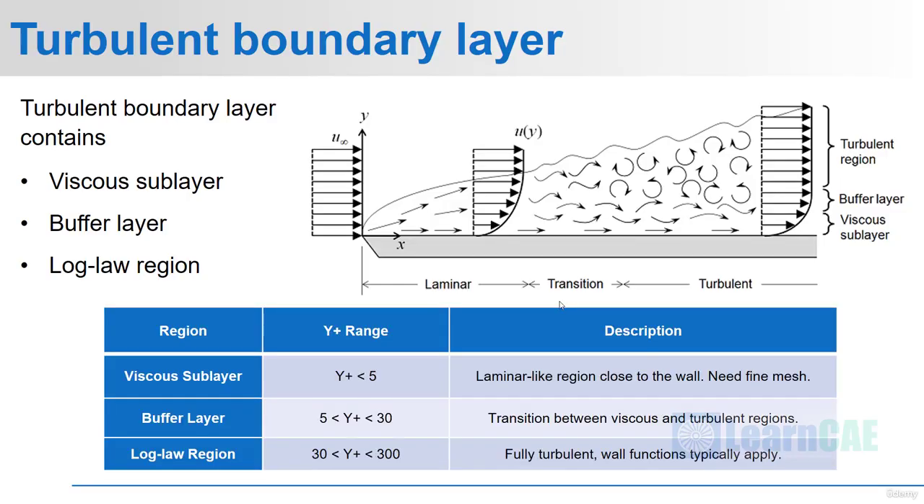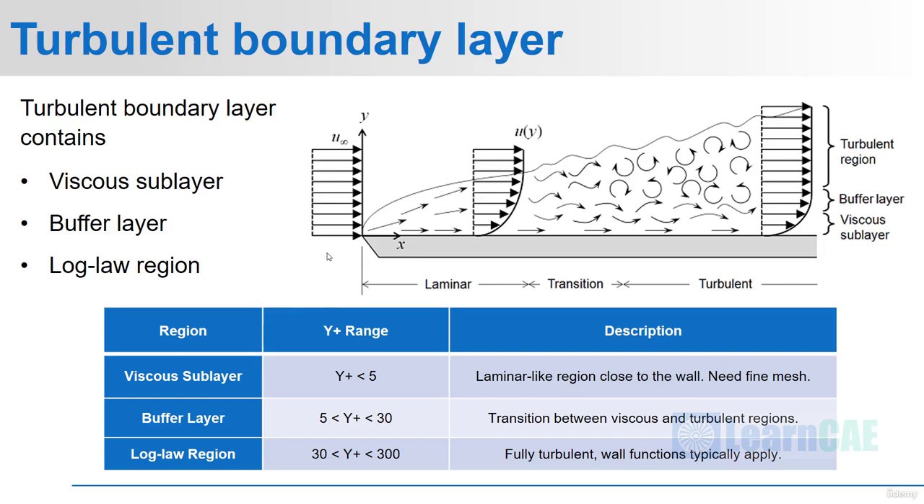Okay. Here what these three zones represent is, in the viscous sublayer it is similar to a laminar like flow. It is very close to the wall and the Y plus will be less than 5 in this zone, and we need fine mesh to resolve this viscous sublayer in CFD analysis. The next one is the buffer layer. Here the Y plus will range from 5 to 30, and here the transition between viscous and turbulent zones occur. Okay, then the next one is log law region, where Y plus will be greater than 30 to 300. Here the flow will be fully turbulent and wall functions can be applied on this zone.